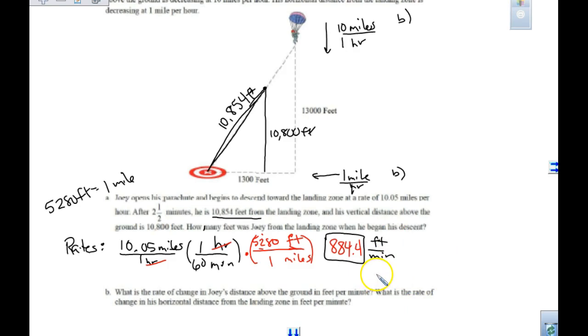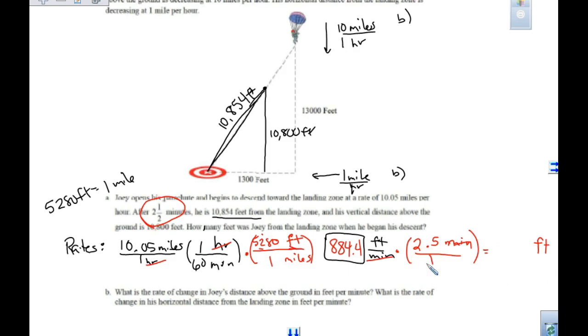Everyone get that? Okay. Have we answered the question? How many feet is he from the zone? No. First off, we got to figure out how much time, right? So we are now taking this times what? How much time were we going? 2.5 minutes. We're having minutes over 1, right? My units cancel, and my answer is going to be in feet.